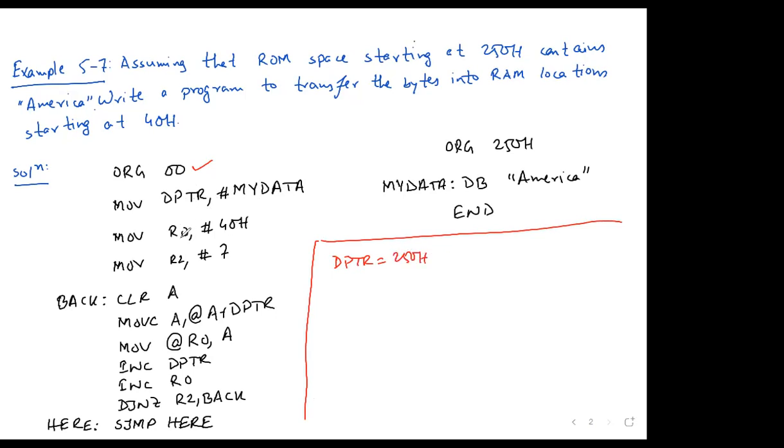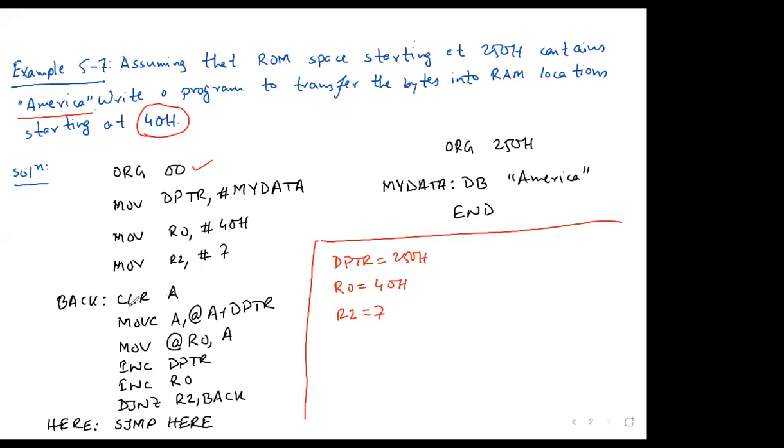Then you move 40H to R0. Why? Because this is your starting address. So that starting address you are moving to R0, your target will be, you will use R0 as a pointer. So that's why you are storing the first address in the RAM location into R0. Next we move 7 to R2. Why are we moving 7? Because you count over here, you have got exactly 7 letters or 7 characters. That's why we move 7 to the register R2. So let's write the initial values. Initially your R0 contains 40H and your R2 contains 7.